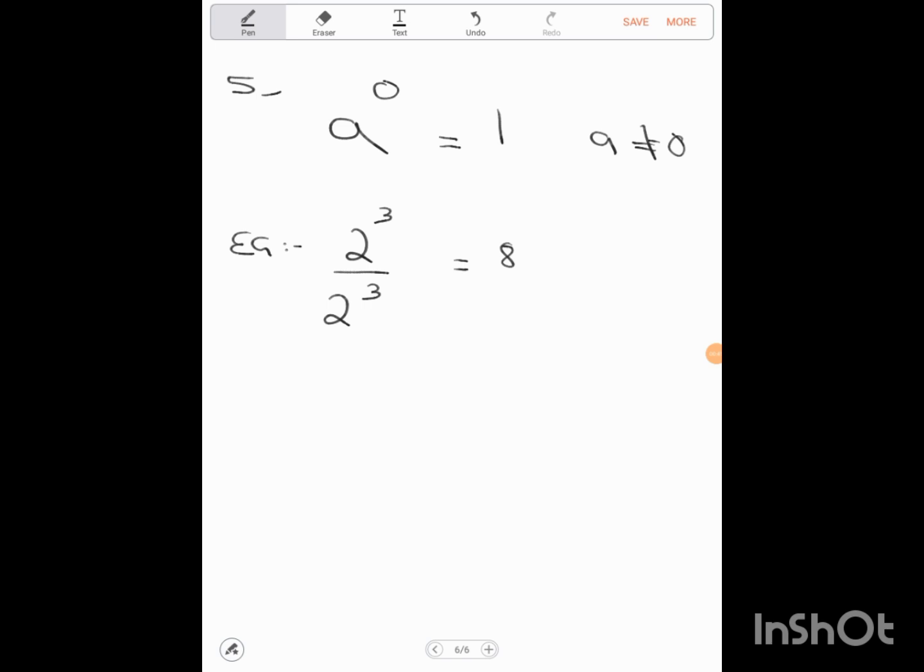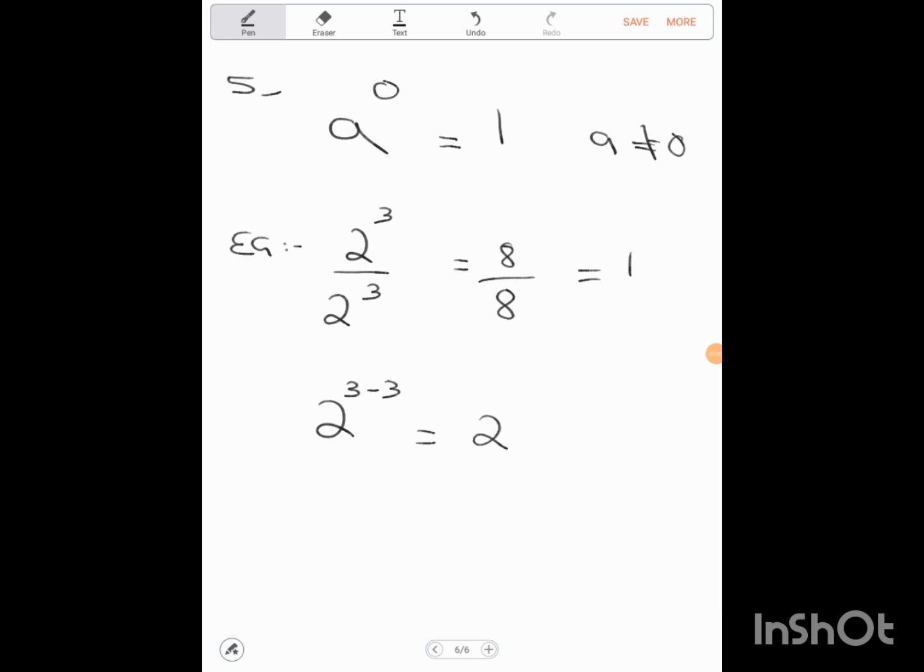That is 8. Okay, and 2 cube is 8. So 8 divided by 8 is 1. Okay, secondly, this can also be written in this way. Same bases, powers can get simplified or they can get subtracted.